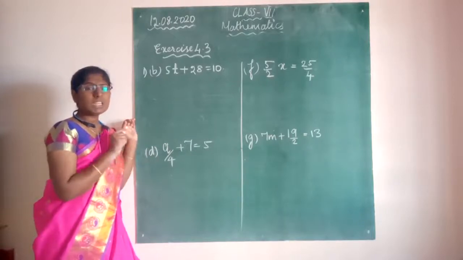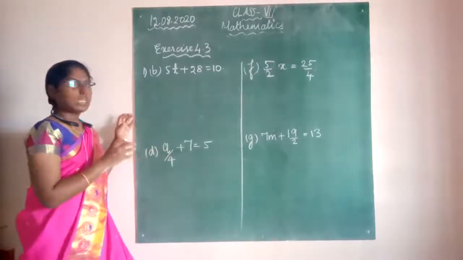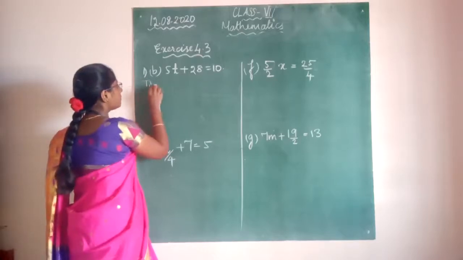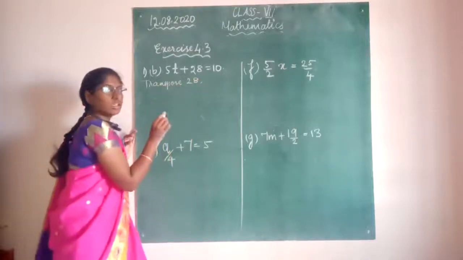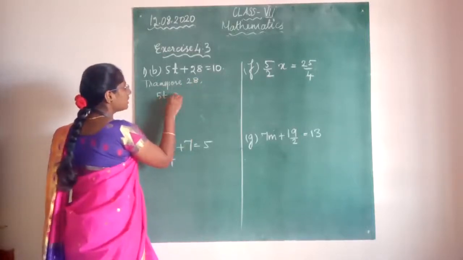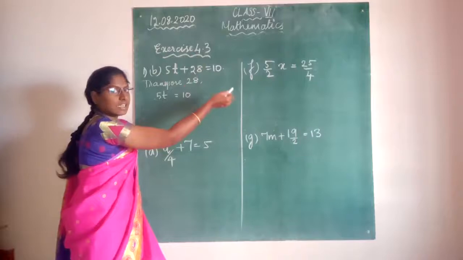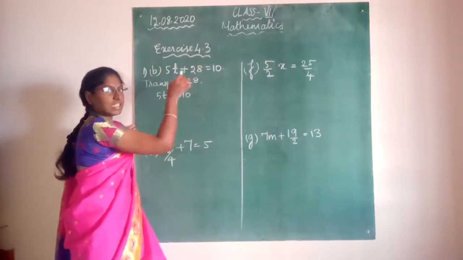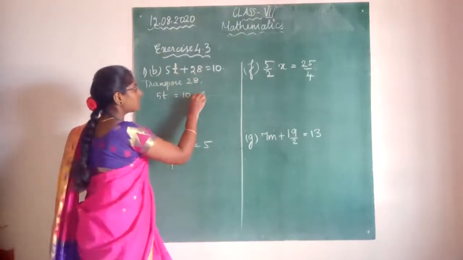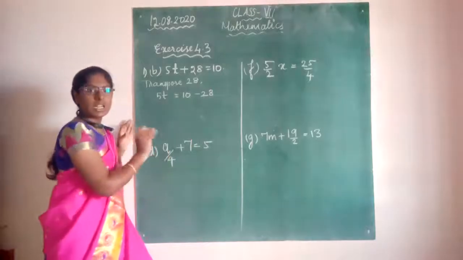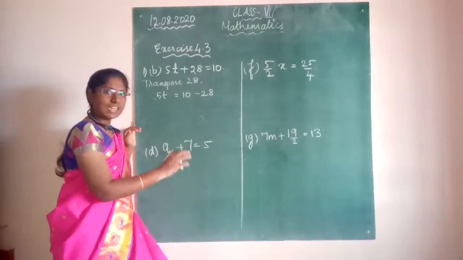Okay. What do you mean by transposing? Transposing is nothing but changing the side. Okay. Let me do it, then you can understand. Okay. So now I am writing here transpose 28. Okay. So you will have 5t is equal to 10 and this 28 will be changed to the other side. Okay. When it is changed to the other side, its sign becomes opposite. If it is a plus sign, it will become minus sign. Okay. Minus 28. So this is what transposing is. Nothing. You have to change the side and you have to change the sign also. Side and sign. Keep it in mind.